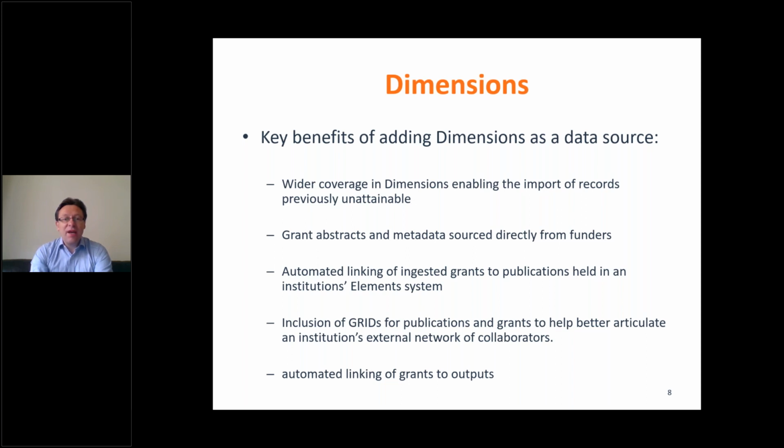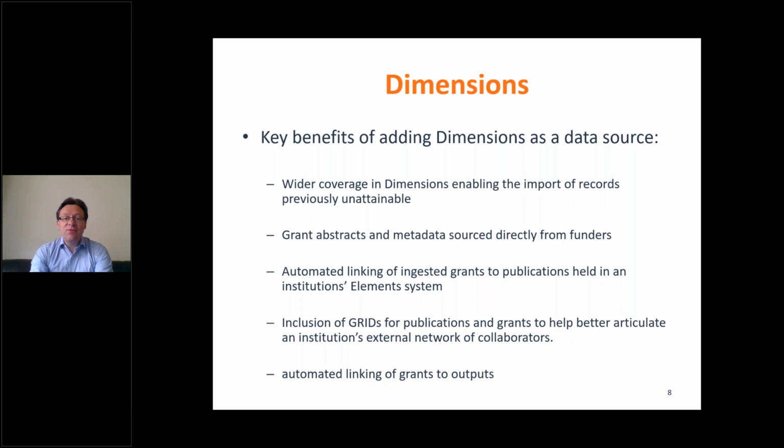agencies. It also enables the linking of the invested grants to the publications held in the institutions in our own system, basically. And through the Dimensions data, you also get a feed of the Global Research Identifications Database, or GRID, for the different publications. So that shows where a lot of our collaborators are located.